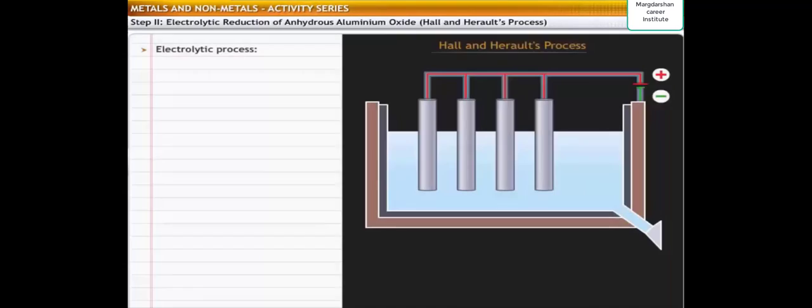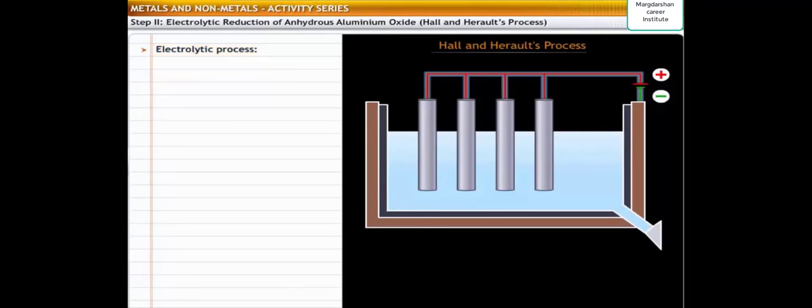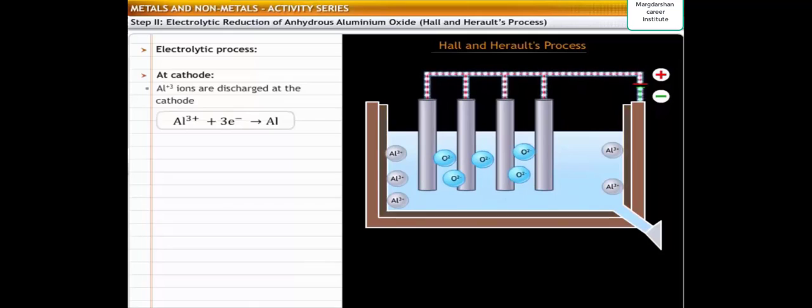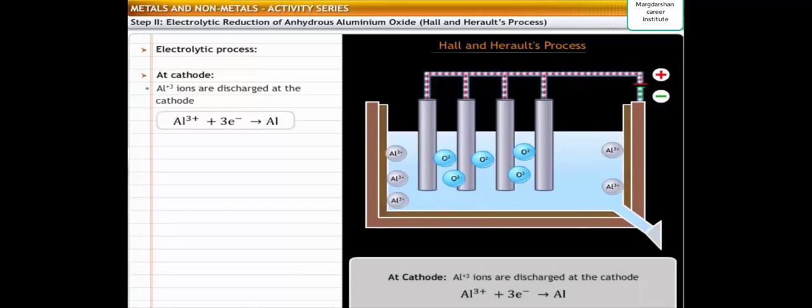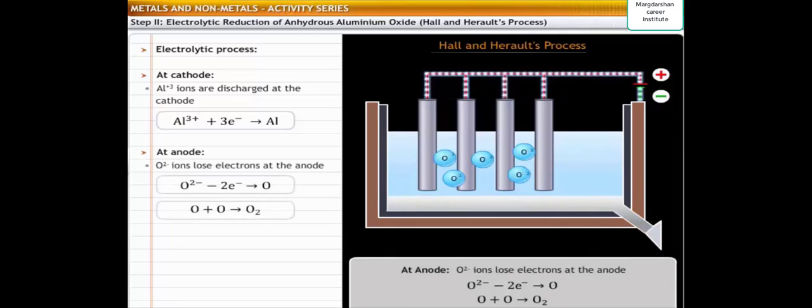In the electrolytic process, electricity is passed through the electrolytic cell. Sodium, aluminium, and calcium ions migrate towards the cathode. The aluminium ions discharged at the cathode sink to the bottom of the tank and are periodically tapped off. The oxide ions lose electrons and form oxygen atoms at the anode. The oxygen atoms combine and form oxygen molecules.